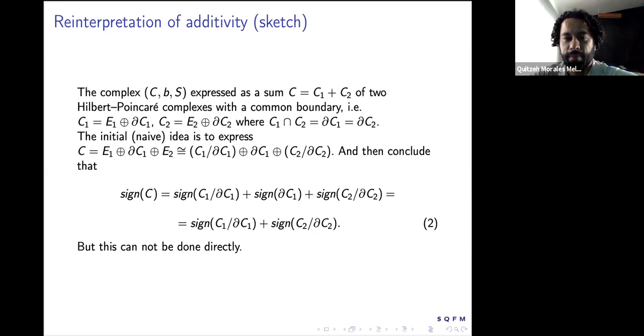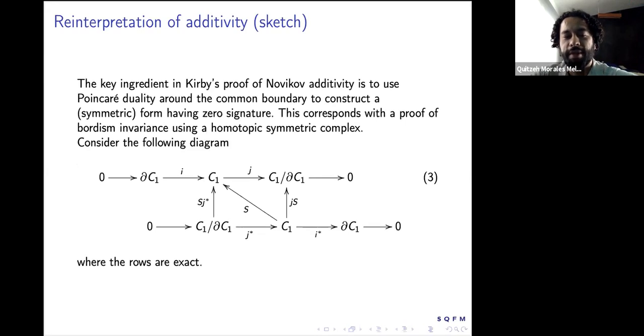So one should use another strategy. The key ingredient in Kirby's proof of additivity is to use Poincaré duality around the common boundary to construct a symmetric form. The proof uses the Mayer-Vietoris long exact sequence, and then constructs a symmetric form, and because it is symmetric, it has 0 signature, and that form is the form around the boundary. This corresponds with a proof of bordism invariance using homotopic symmetric complexes.